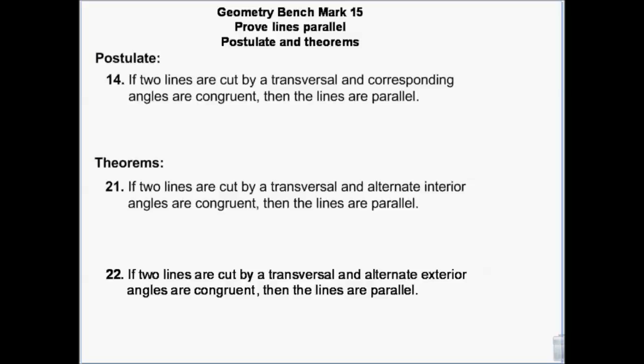Yesterday we had, if we had two parallel lines and they were cut by a transversal, then we had some angle relationships. Today we have, if we have two lines and they're cut by a transversal and the angle relationships are correct, that means the lines are parallel. Okay, so yesterday, parallel lines equals congruent angles. Today, congruent angles equals parallel lines. So it's just backwards, but it's the same relationships.